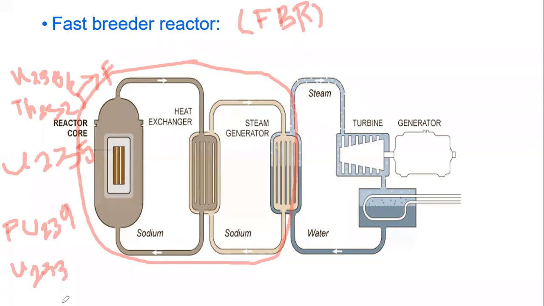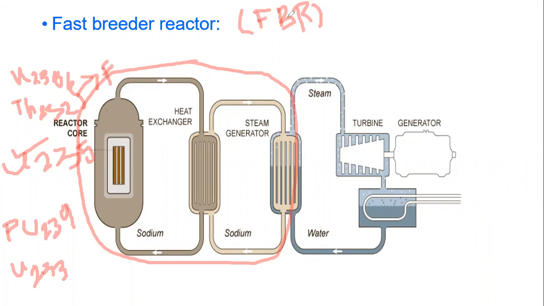The neutrons will be absorbed by uranium 238 and thorium 232. After completing the fission process in uranium 235, which is the stable atom, this stable atom will be converted into the unstable atoms, plutonium 239 and uranium 233.